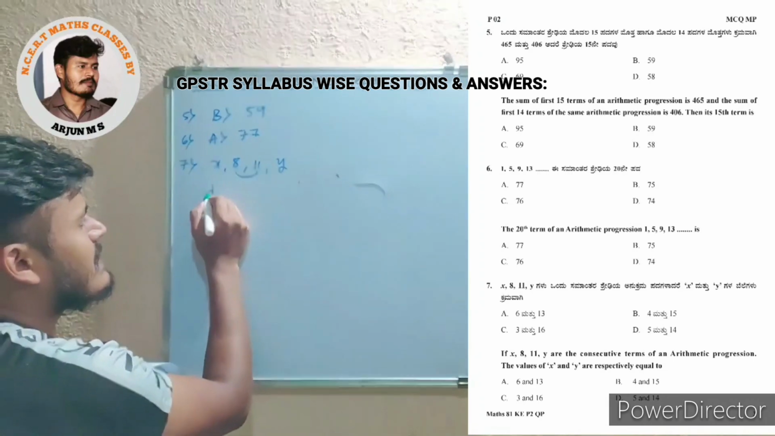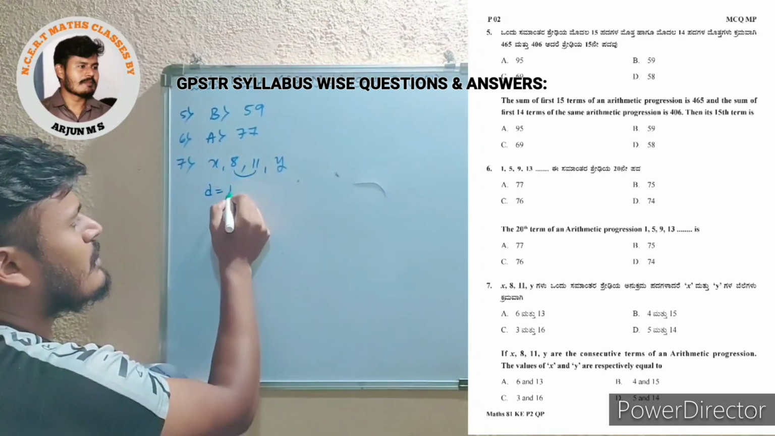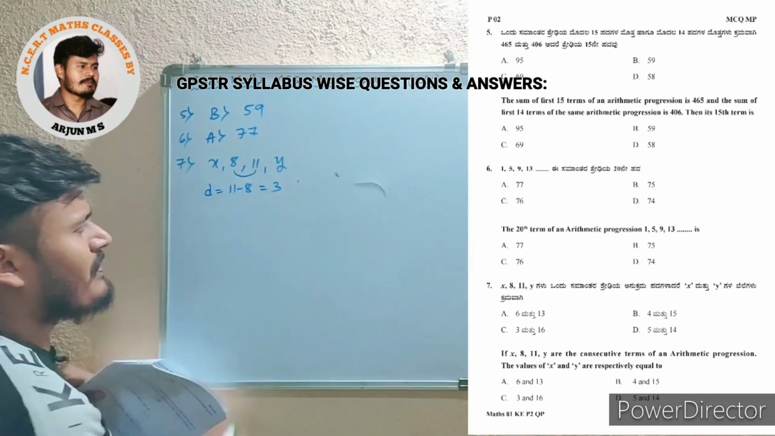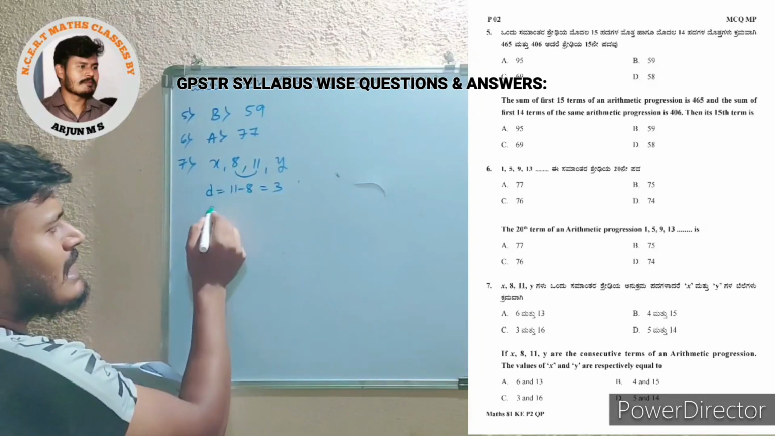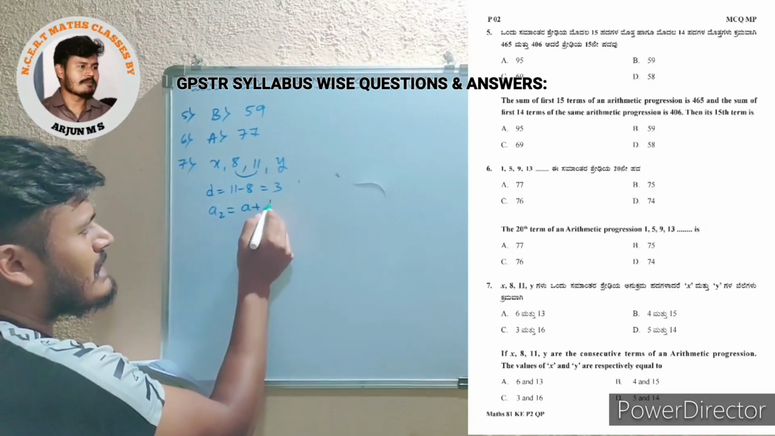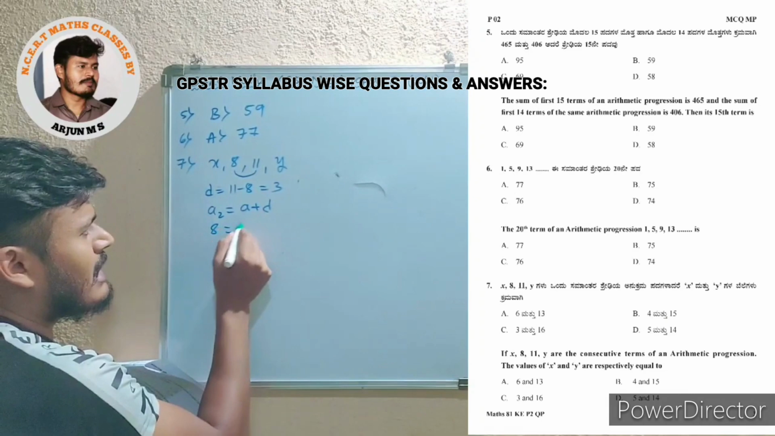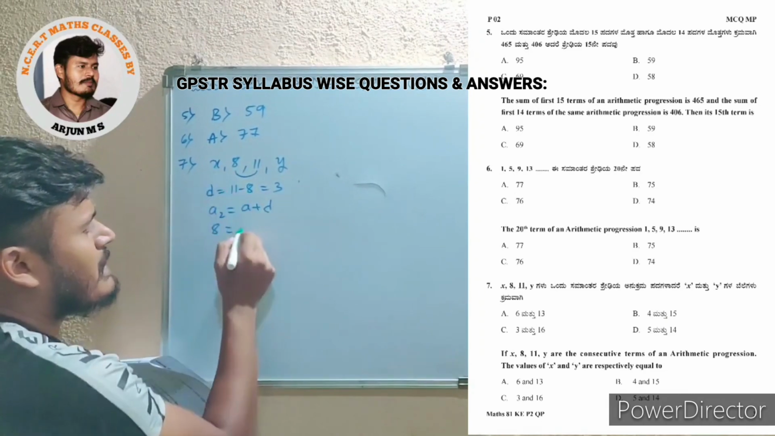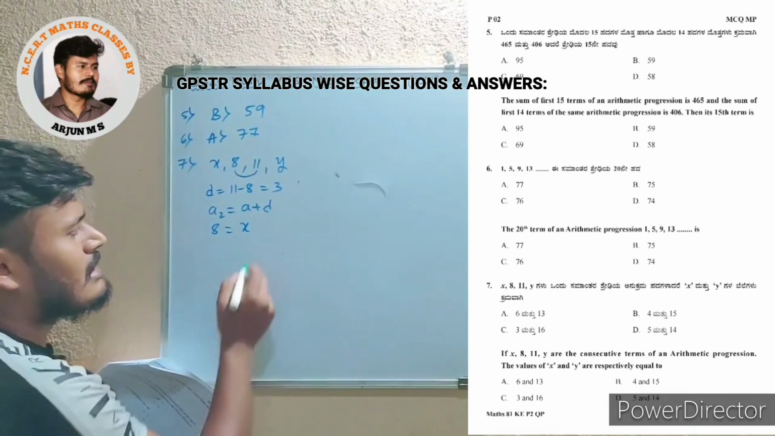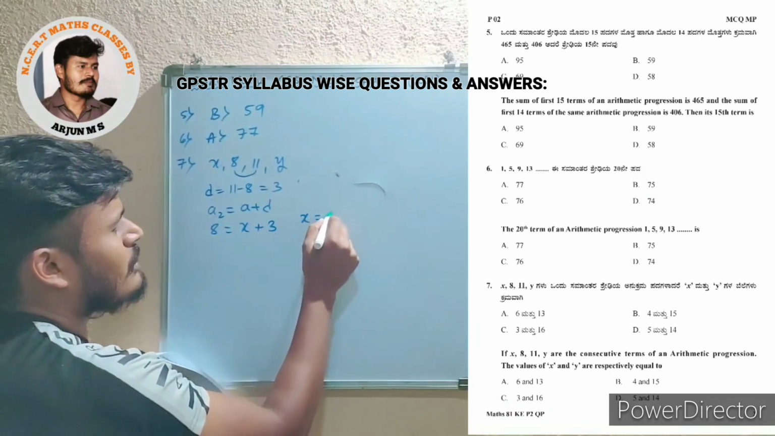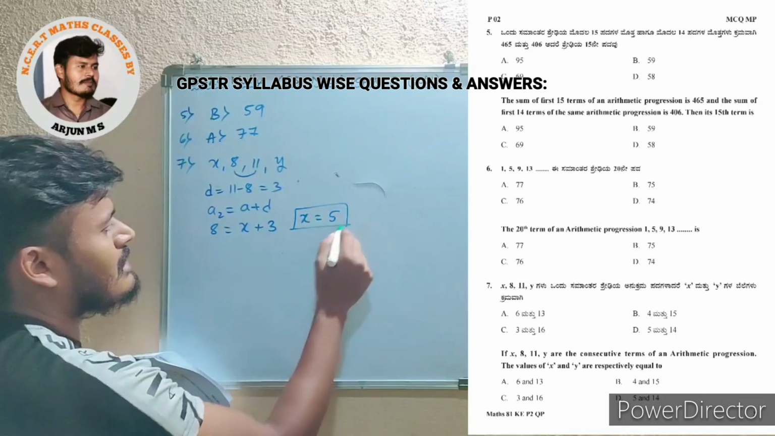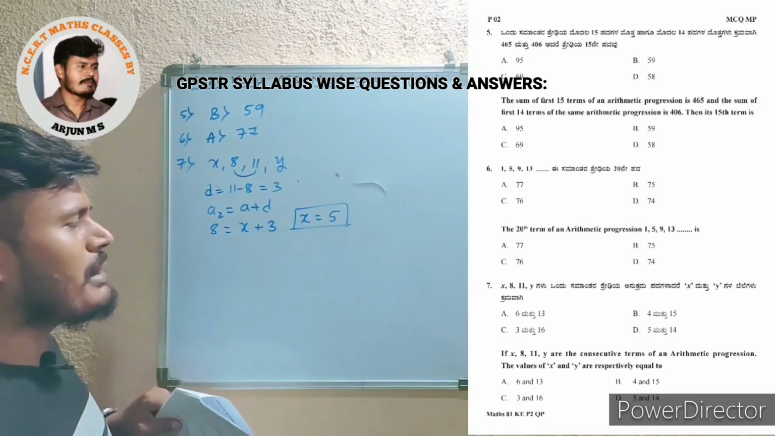The common difference is d = 11 - 8 = 3. The common difference is 3. We know that 8 is the second term, a2 = a + d. Then a2 is 8, and a is x, and d is 3. You just observe here, x = 5 is the answer. So that means the first term of the AP is 5.